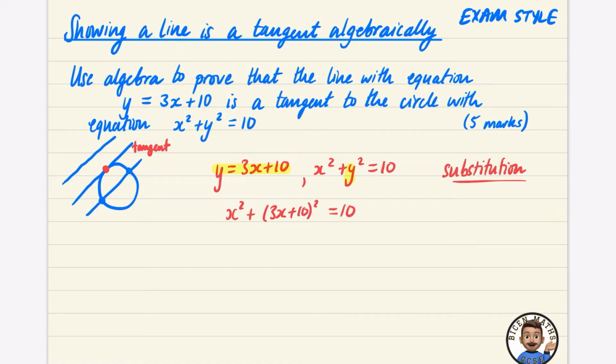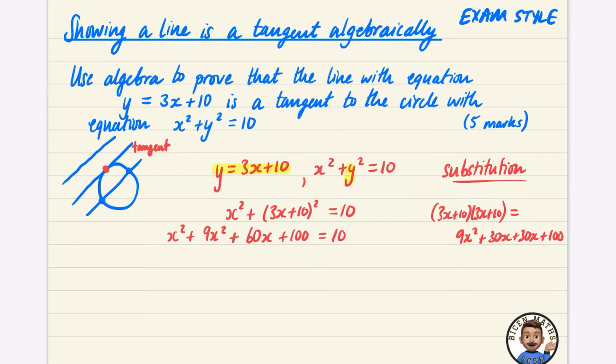equals 10. To expand (3x plus 10) squared, sometimes it's easier to write down two brackets. Eventually I would want you to try and do this without, but it's going to be a 9x squared from the 3x times 3x, a 30x, another 30x, and a 100. So it is x squared plus 9x squared, the 30x and the 30x is 60x, and then plus 100 equals 10. So that is 10x squared plus 60x plus 90 equals 0.